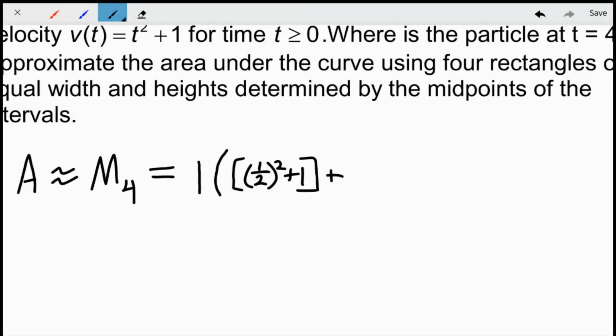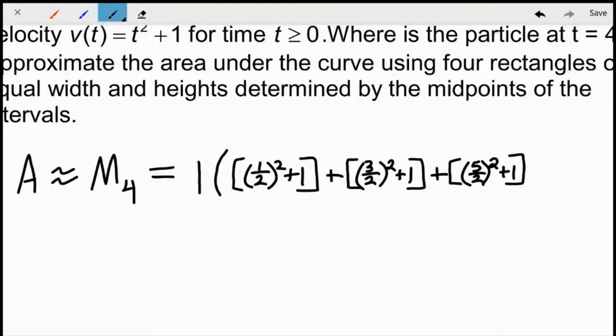Now for the next subinterval, I'm going from 1 to 2. So the midpoint would be at 1.5 or 3/2. We're going to square that and then add 1, because that's what my function is, t squared plus 1. Next subinterval goes from 2 to 3. So the midpoint's at 2.5, which is the same as 5/2. We're going to square that and add 1.